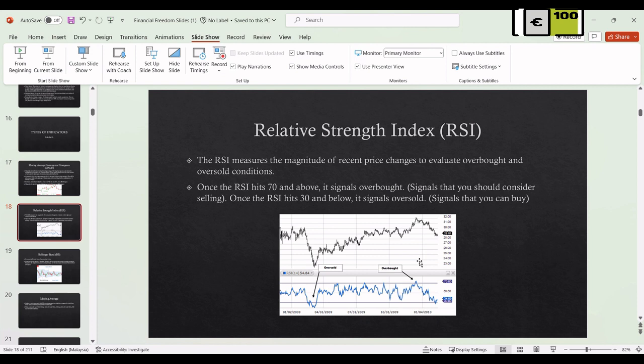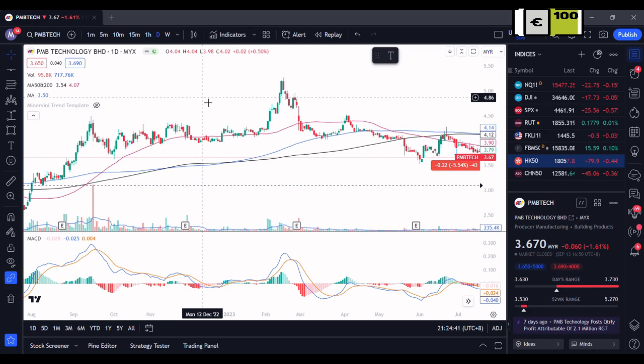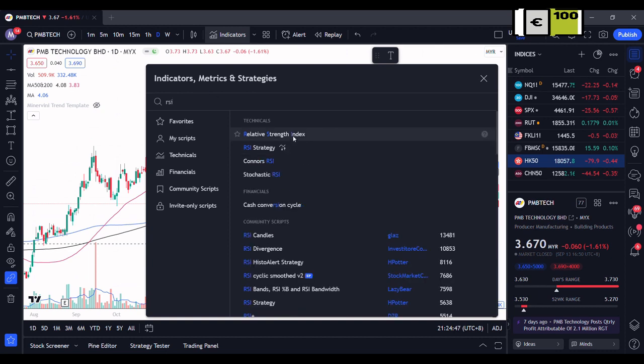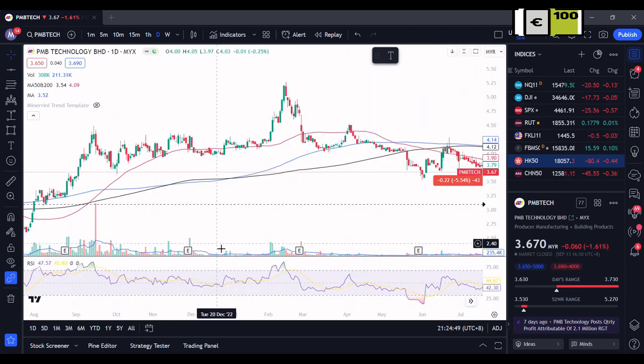Okay, so I think it will be better explained using a chart. We will move over to the chart to have a look at what it means. We will just use the same chart. I'm going to remove the MACD indicator. We just type RSI, it will come out as relative strength index. You click once and it will appear.